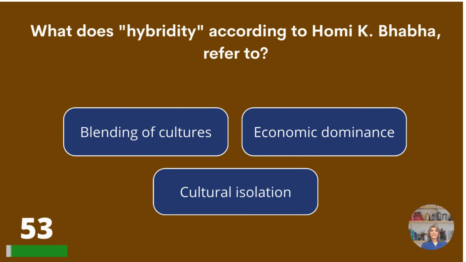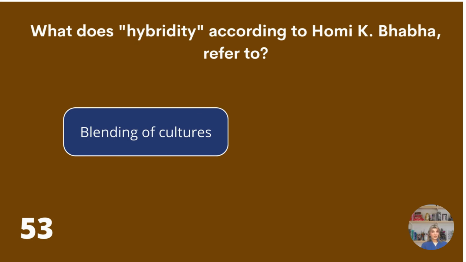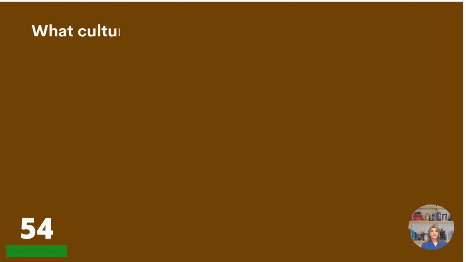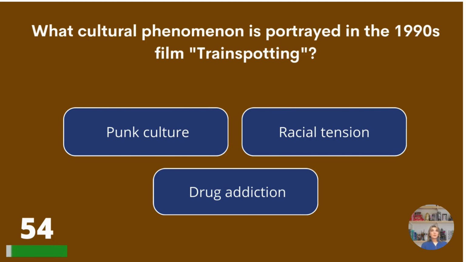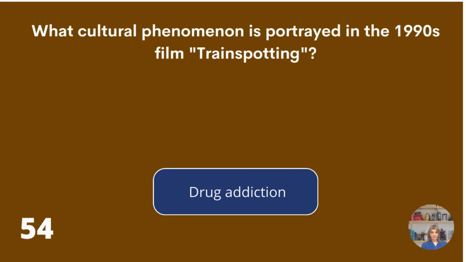What does hybridity, according to Homi K. Bhabha, refer to? Blending of cultures, economic dominance, or cultural isolation? Blending of cultures. What cultural phenomena is portrayed in the 1990s film Trainspotting? Punk culture, racial tension, or drug addiction? Drug addiction.